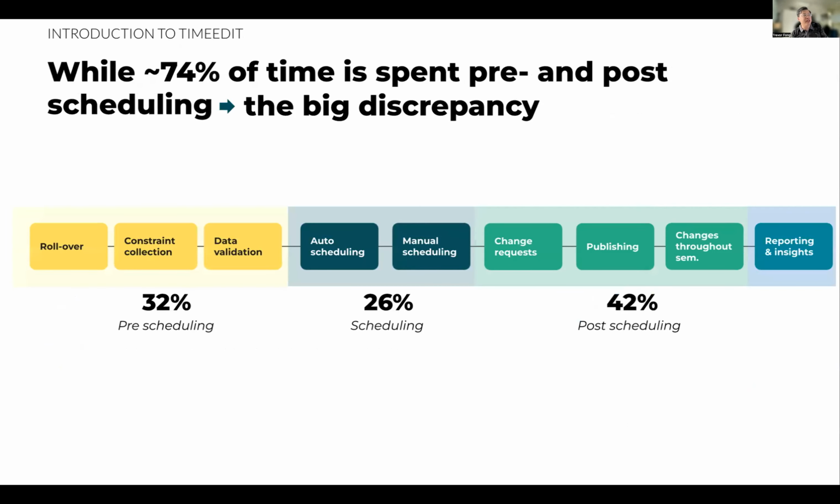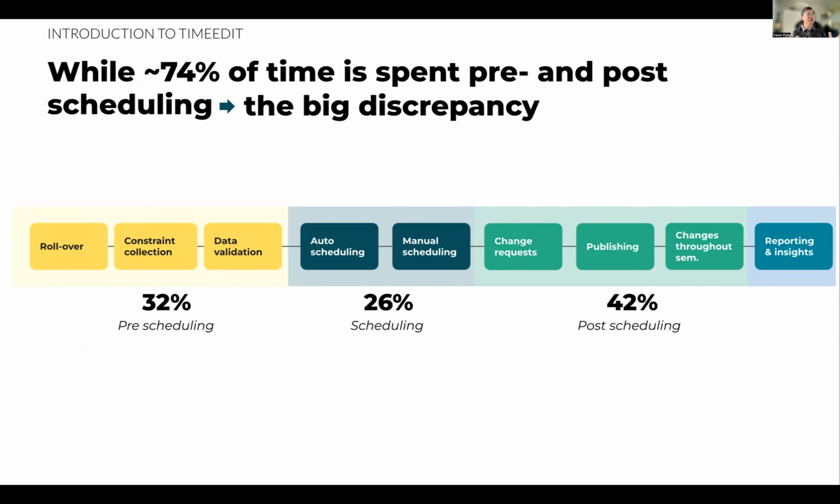This slide shows that, if you look at the top, 74% of the time, and maybe the timetablers will nod their heads, is spent pre and post scheduling. Pre and post scheduling is like what? I'm collecting data, I'm planning, without actually doing the scheduling, right? And the post scheduling is all the change requests that come in later, where the students, the staff, and whatever else you need to implement come in later.